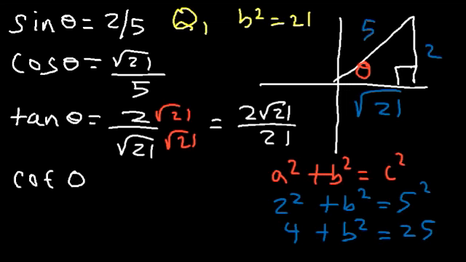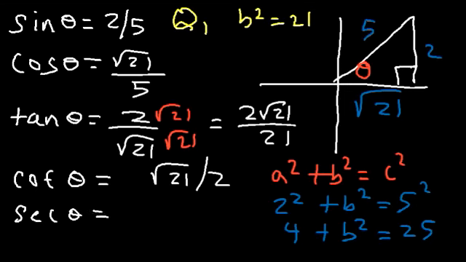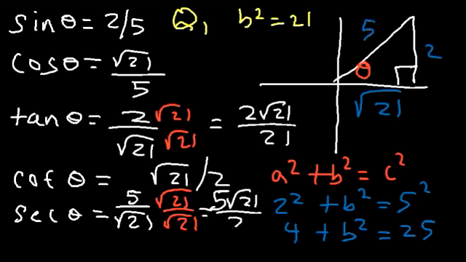Now if you want to find cotangent theta, don't flip this fraction, flip this one, it's easier. So cotangent theta is going to be just root 21 over 2, so you don't have to rationalize it anymore. Secant theta is 1 over cosine, so it's going to be 5 over root 21, and that you do have to rationalize. So that's going to be 5 root 21 over 21. And finally, the other one, cosecant theta, is just 5 over 2.